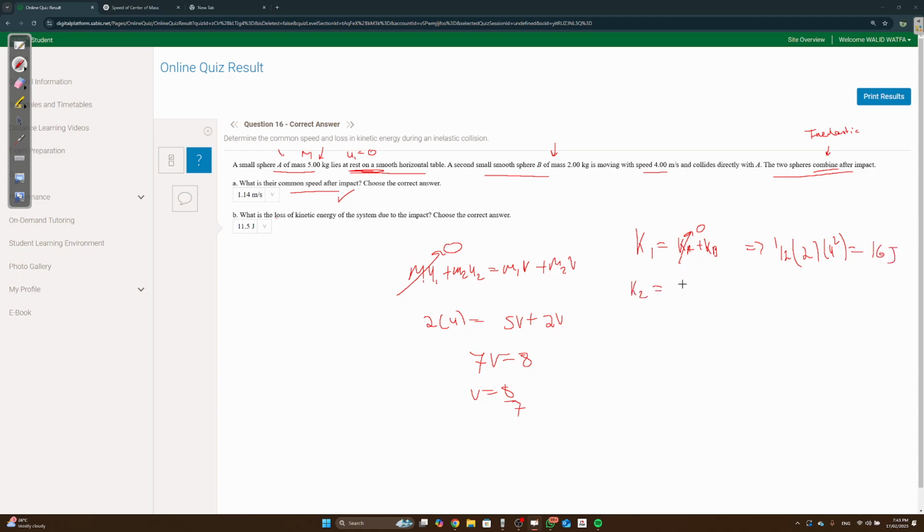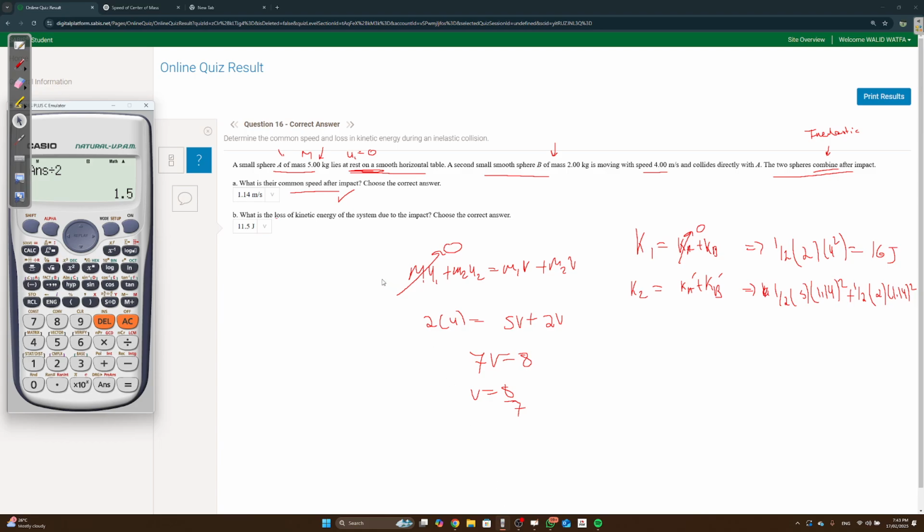K2 is equal to Ka plus Kb. Let's say Ka prime and Kb prime. So Ka prime is half times the mass, which is 5, times the new velocity. They're both 1.14 squared, since they're both combined together and have the same velocity, 1.14. So that, plus half times 2 times 1.14 squared. Let's do this on our calculator. 0.5 times 5 times 1.14 squared plus, half and 2 cancel, 1.14 squared. You get this, and then 16 minus whatever this is. You should get 11.45, which is just 11.5.